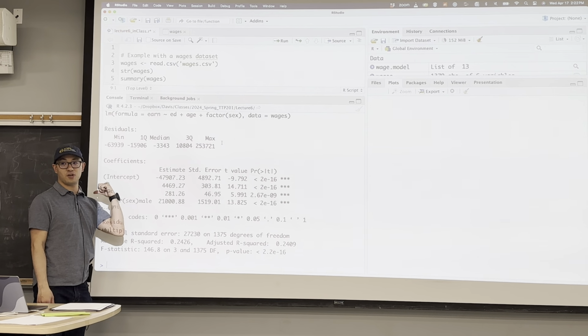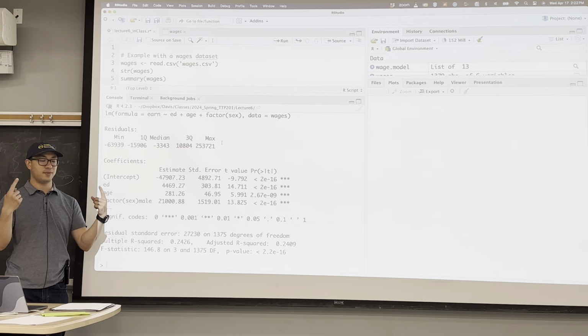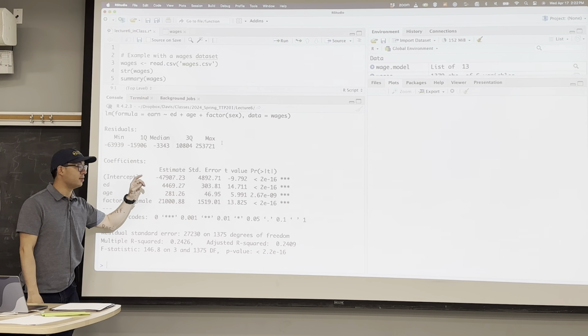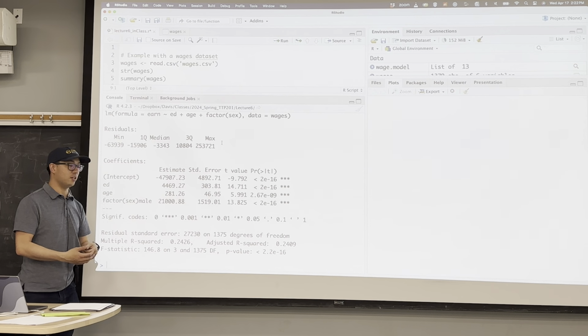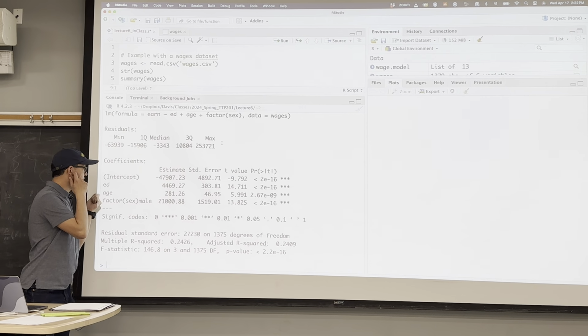And this is where some of the intuition and interpretation of coefficients is important, right? So would we expect your wages to go up or down if you have more years of education? Up, yeah, and so this is a positive, it's going up, and that falls in line with our intuition. Same for age, right?